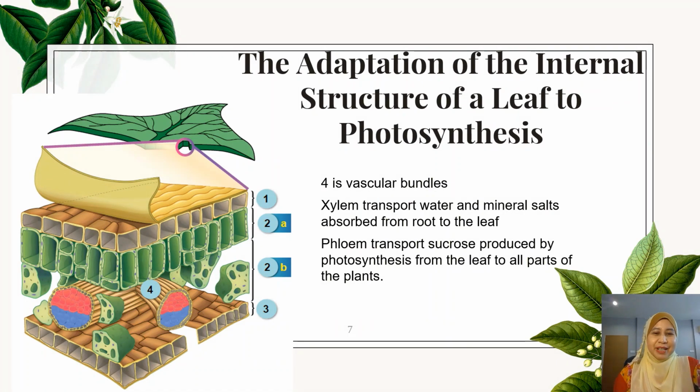Next is vascular bundle, number 4 here. Vascular bundle consists of 2 parts. That is xylem, the red part here, where the xylem function is to transport water and mineral salts that is absorbed from the root to the leaf to be used in photosynthesis, whereas phloem, that is in blue color, will transport glucose, that is the product of photosynthesis, from the leaf to all parts of the plant.